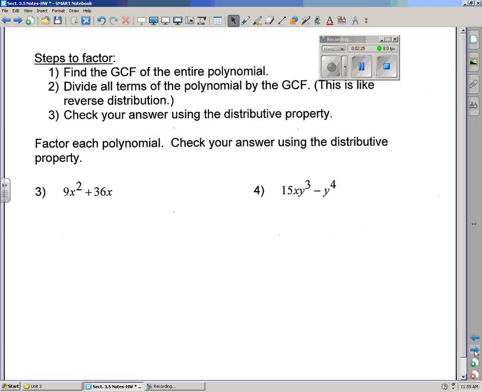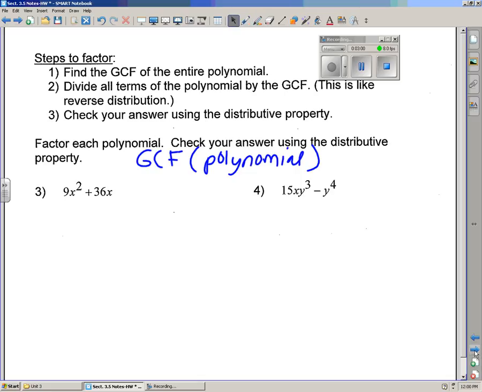When we start factoring by GCF, we're going to find the GCF of the entire polynomial, and then you're going to divide all the terms of the polynomial by the GCF. It's what we did in the lesson yesterday, and it's also just like reverse distribution. You can always check your answer by using the distributive property, because if you distribute the outside into the parentheses, you should end up with your original. All problems when factored by GCF always have the same final look. It's going to be the GCF outside of some other polynomial inside of parentheses.